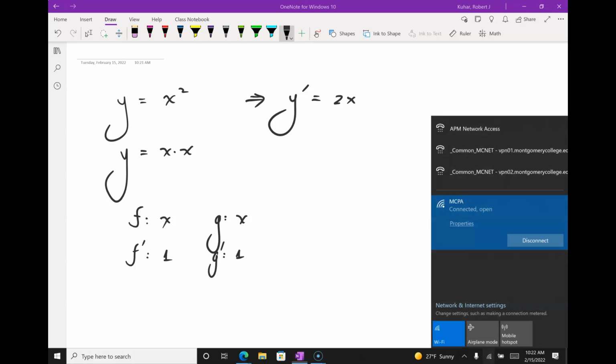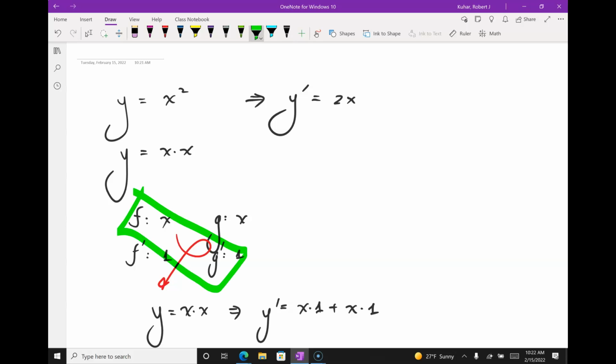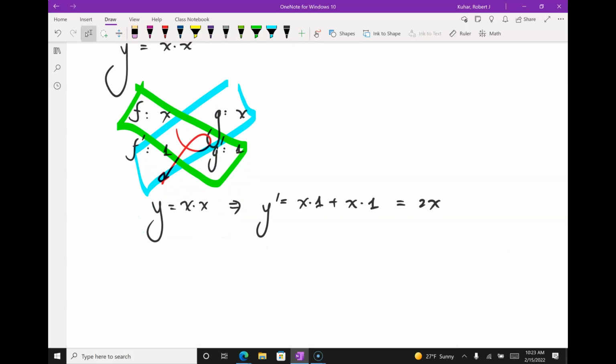So you see how I'm setting it up? First function, derivative, second function, derivative. I got my loop going here, right? So if y equals x times x, y prime is x times 1 plus x times 1. I'm doing this product, x times 1, f times g prime, and then plus this product. And obviously I get 2x. So it seems like it works. I'll prove it today, but it seems like it works. Let's do another one that's obvious, okay? We ready? Next one.